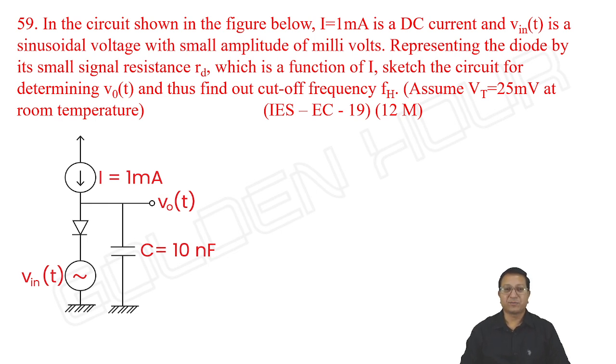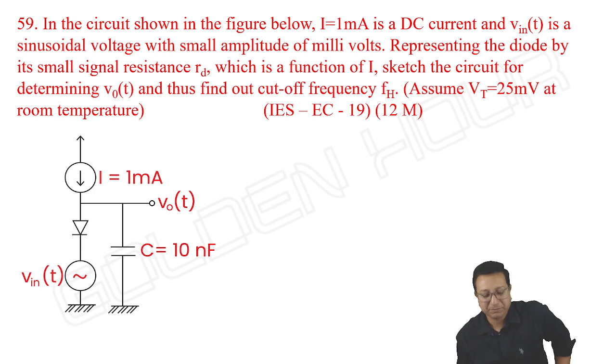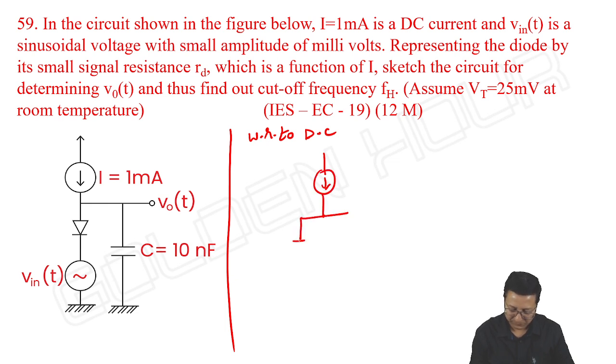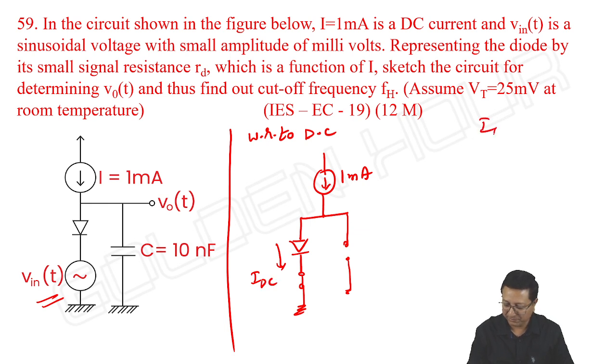Let us take the circuit first with respect to DC. Here, this AC source acts as a short circuit and the capacitor acts as an open circuit. That's it. It is 1 milliampere. So what about IDC? The DC current flowing through the diode is 1 milliampere.